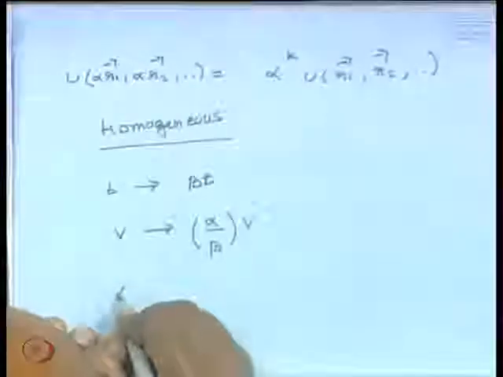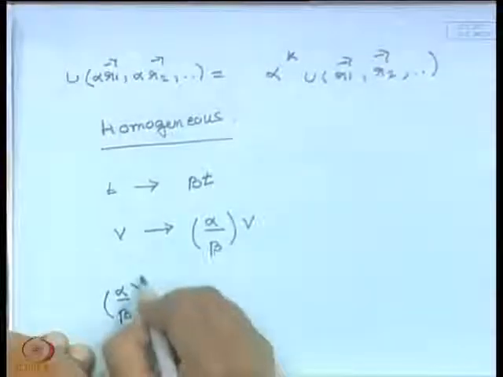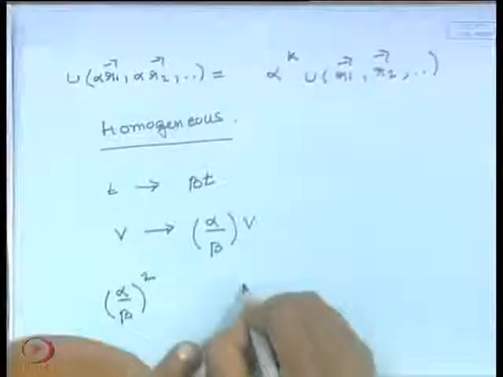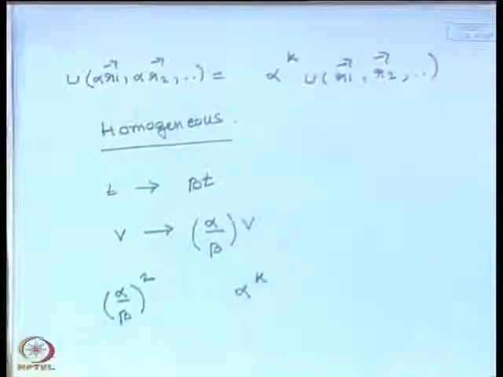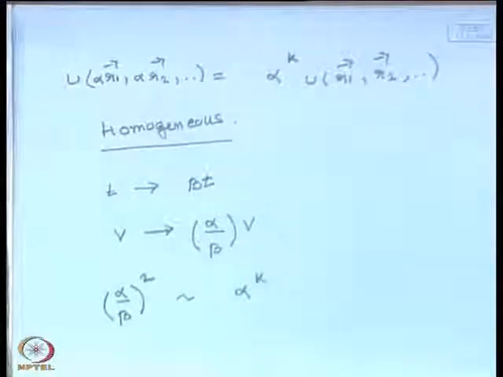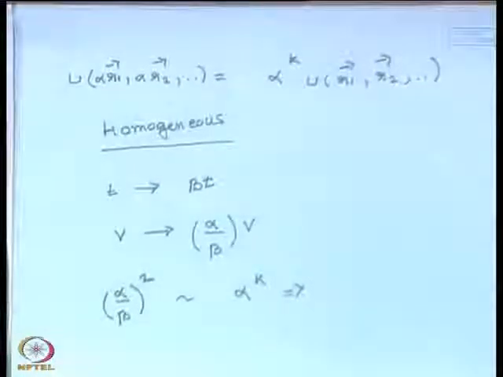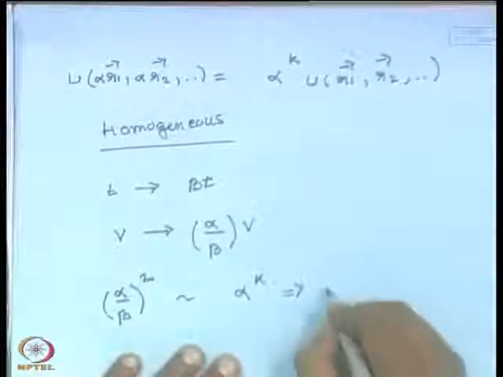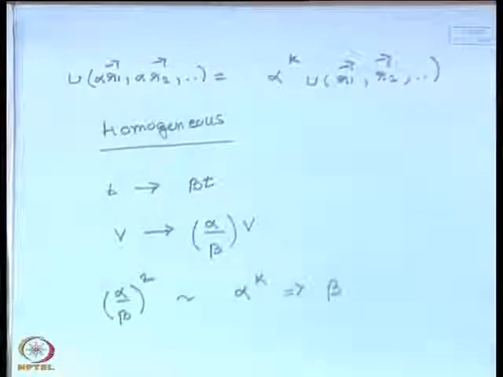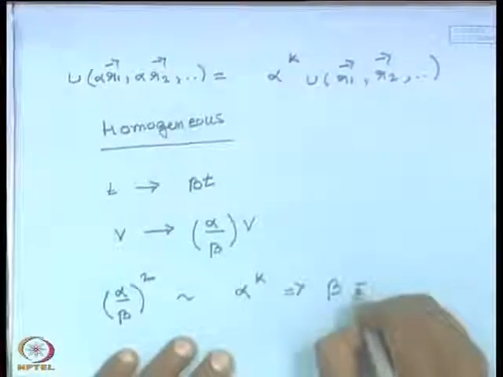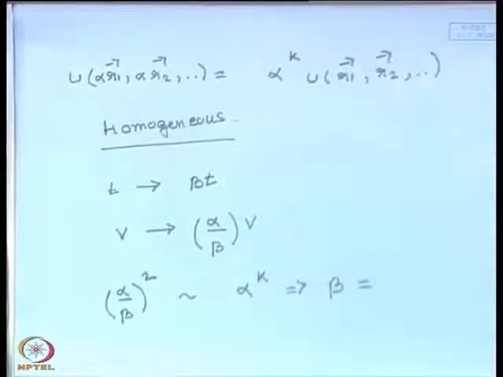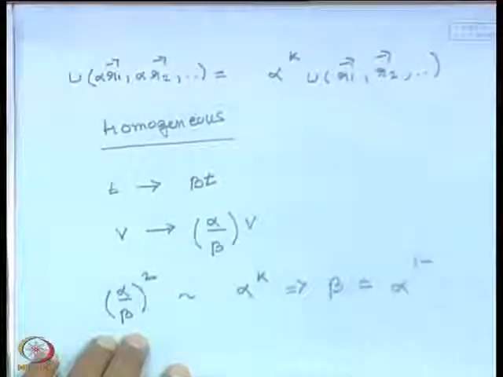We would like the whole Lagrangian to become the original Lagrangian multiplied by a number. The kinetic energy term is half m v square, and the v square term will pick up alpha by beta to the power of 2. This should be the same as alpha to the power of k, which implies that beta should be equal to alpha to the power of 1 minus k by 2.